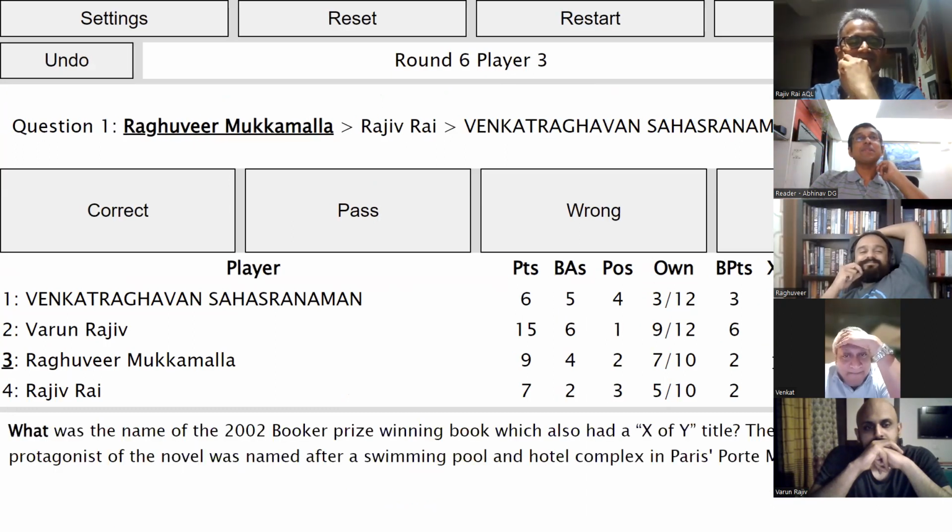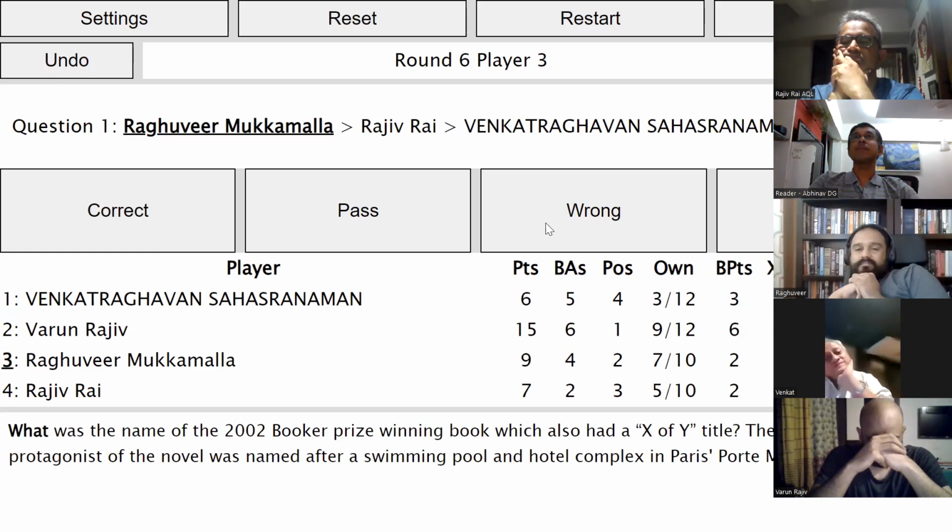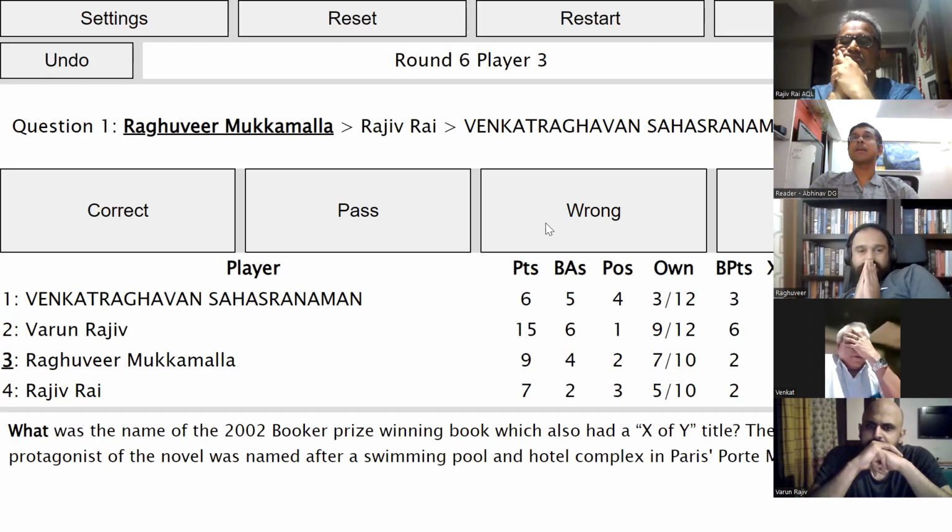Seriously. Okay, Raghuveer. What was the name of the 2002 Booker Prize winning book, which also had X of Y title? The India-born protagonist of the novel was named after a swimming pool and hotel complex in Paris's Porte de Molitor. Seconds? I don't know. Inheritance of Loss. Inheritance of Loss also fits the theme.